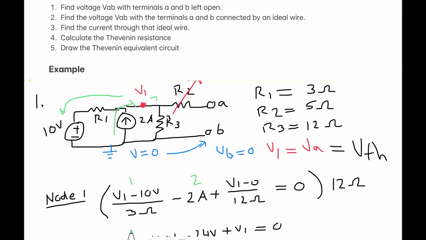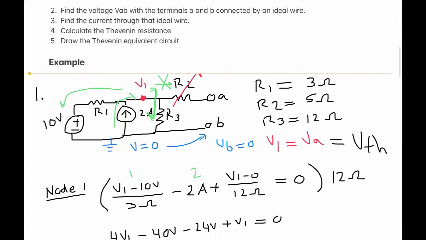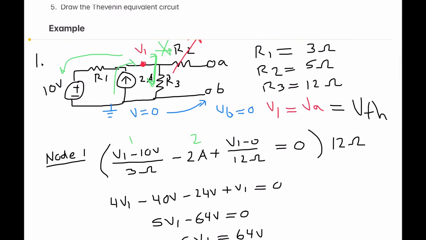And then the last branch, since there's no current going through this one, we just need the one here. And that'll be V1 minus 0 because it's directly hooked up to ground. There's no voltage source in between there. And divided by 12 volts is equal to 0.